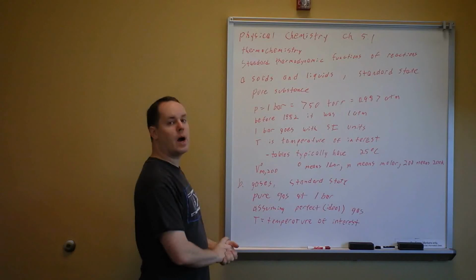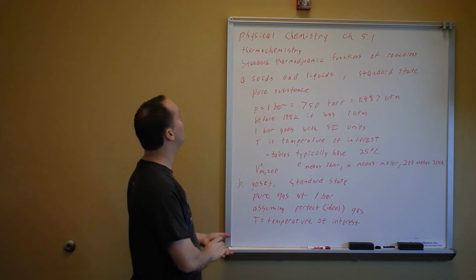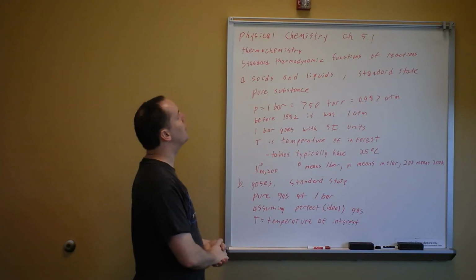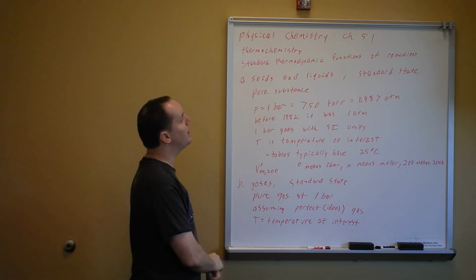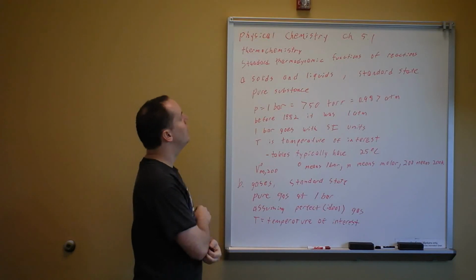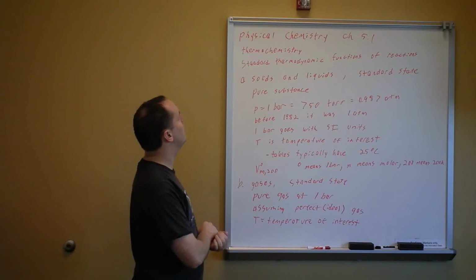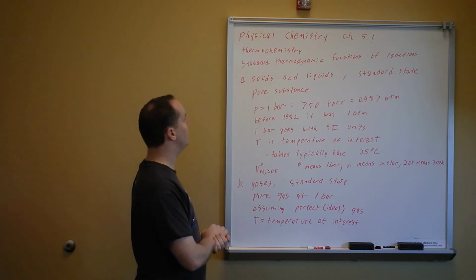Continuing physical chemistry, now we're starting chapter 5 and section 1. In chapter 5 we're going to talk about thermochemistry. Section 1 we're going to talk about the standard thermodynamic functions of reactions. Now first of all we divide into the condensed phases and the gaseous phase.